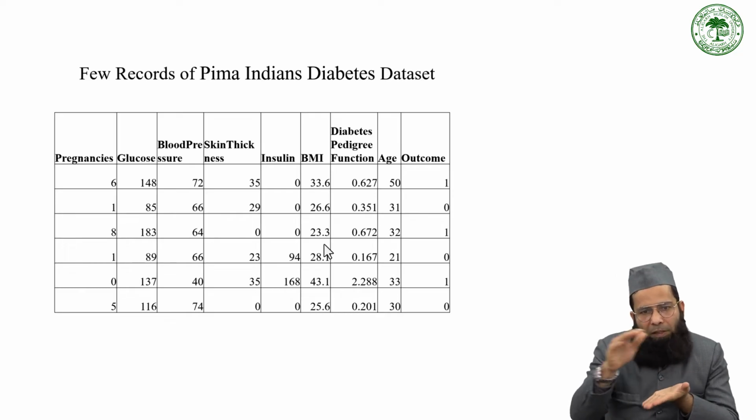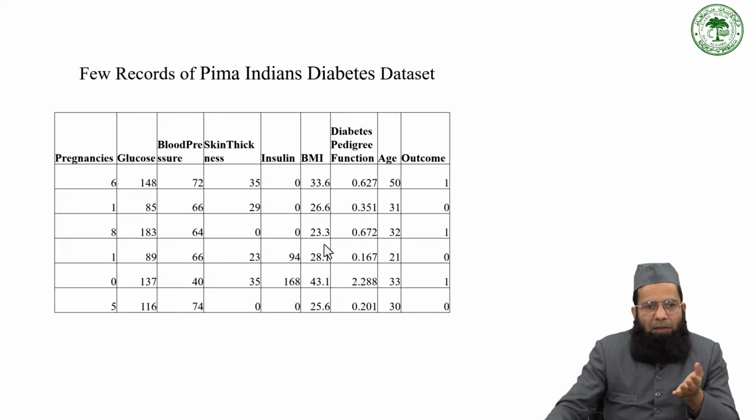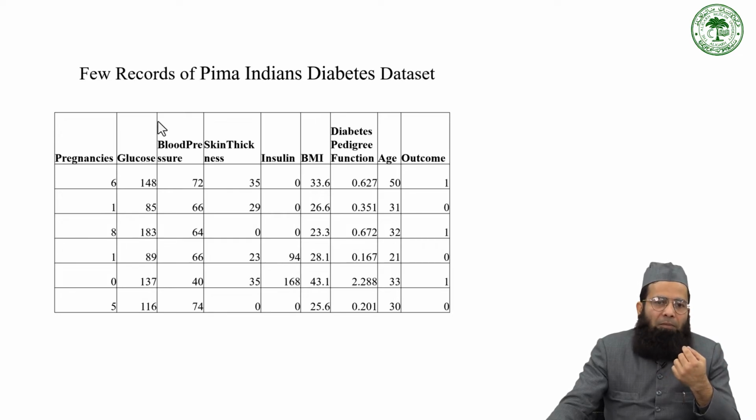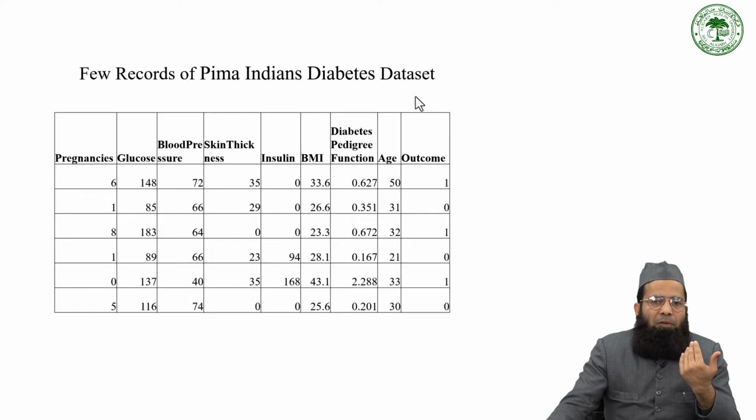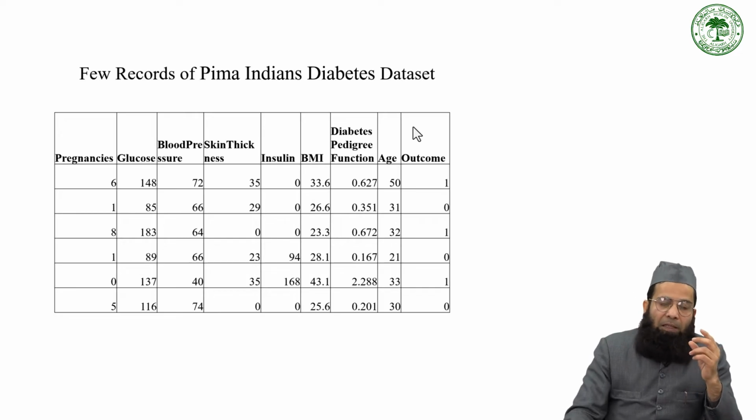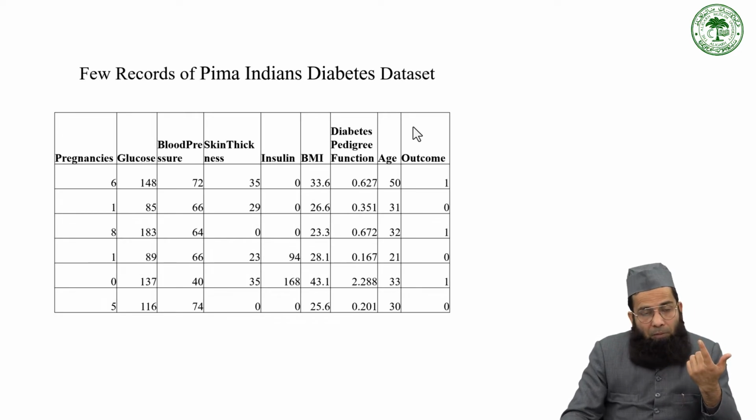I have included very few records. So like pregnancies, the number of times pregnant, that is, how many times that lady had conceived, then glucose level, blood pressure value, skin thickness, and so on. And this is the outcome. Actually, we want to predict, utilizing different models, whether a patient is diabetic or not. So that would be the target when we discuss the modeling in a separate week.